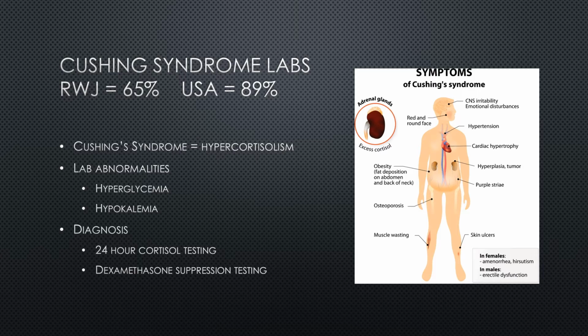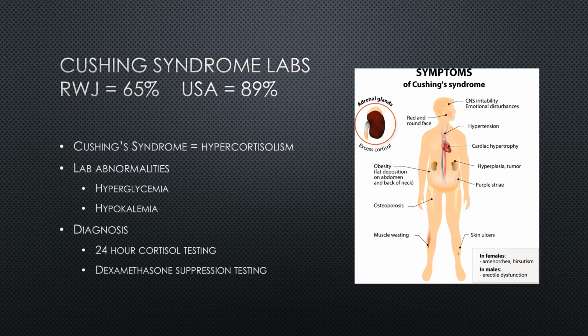All right, Cushing syndrome labs. We got this right 65% of the time, and close to 90% of the country got this question correct. So what is Cushing syndrome? Cushing syndrome is essentially hypercortisolism.